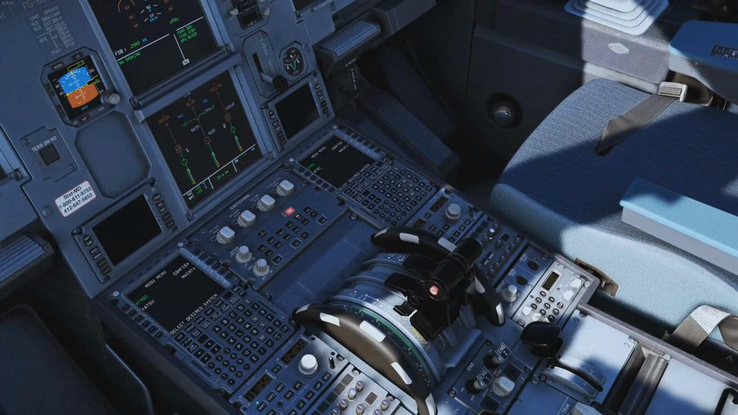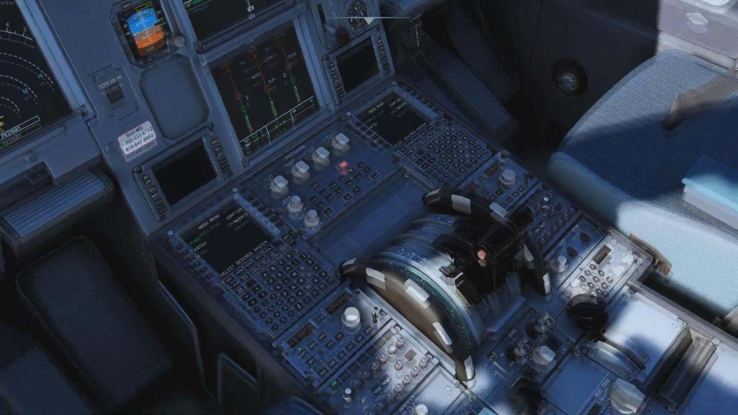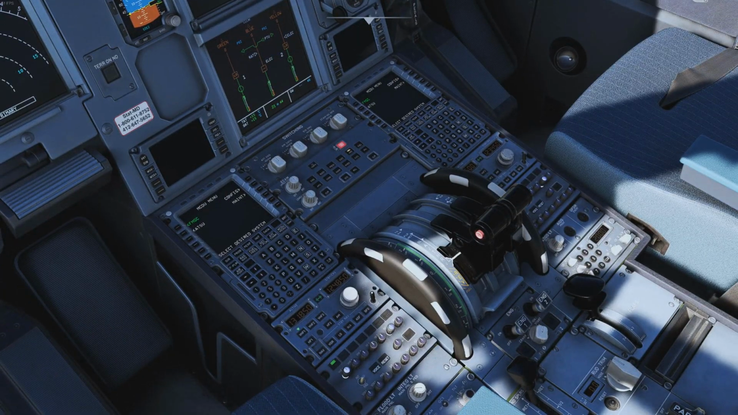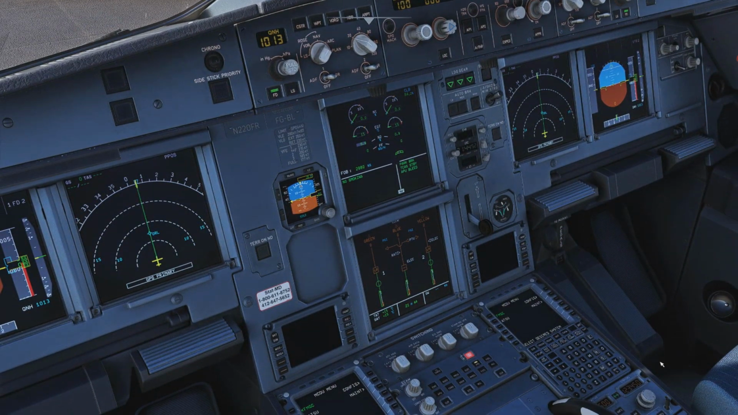Okay, so APU is running, we have disconnected the ground power, and the beacon lights are on, and with this configuration we can now start one of the engines. I would say let's just start engine number 1 first. It doesn't really matter too much. Engine 1 start, and let's see what happens.